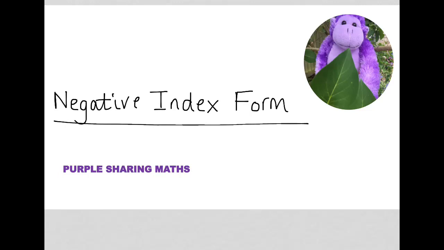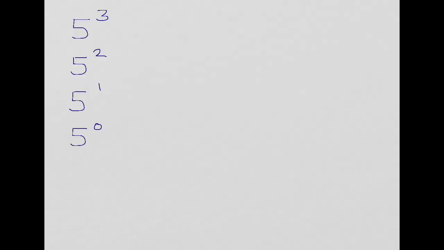This lesson is about negative index form. So first of all, we're going to just look at what index form is again and remind ourselves and then link this. So 5 cubed, we know what that means. That's 5 multiplied by 5 multiplied by 5. And here 5 squared is 5 multiplied by 5.